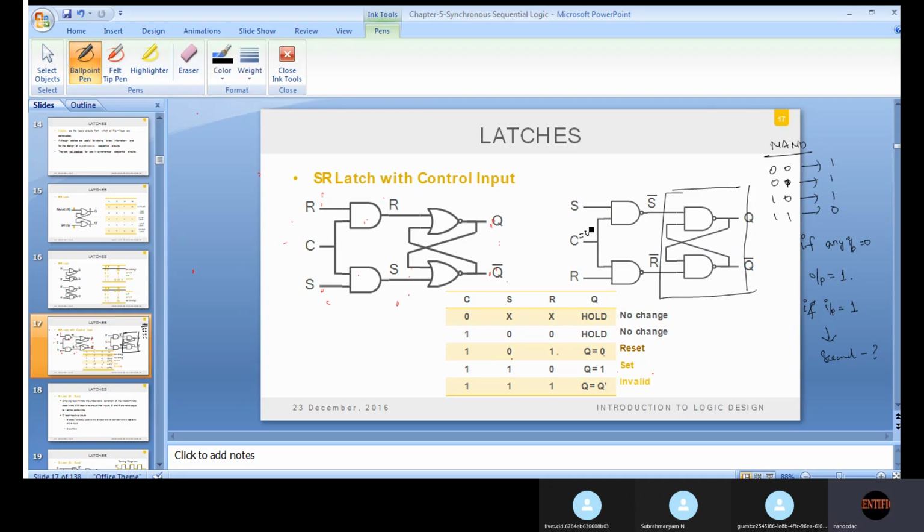When C is equal to 0, what happens? When any one input is equal to 0, it is enough for one input to be 0. What will be the output for the NAND gate? The output for the NAND gate will be equal to, but there seems to be a slight difference, isn't there?